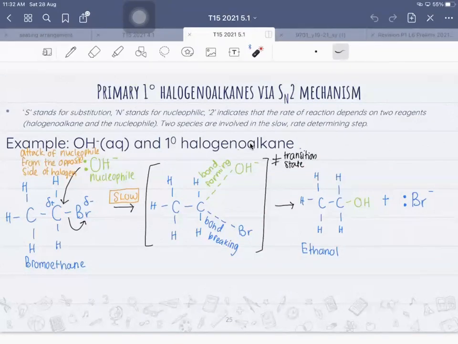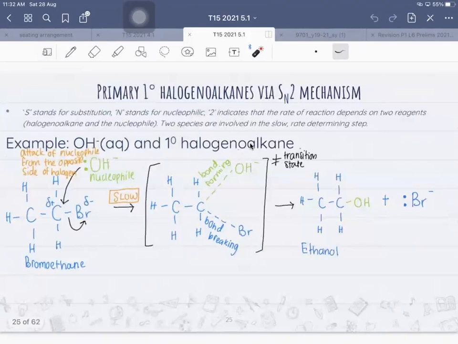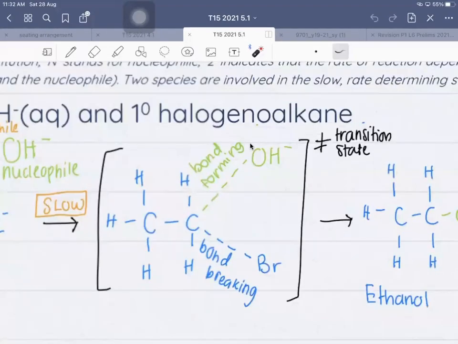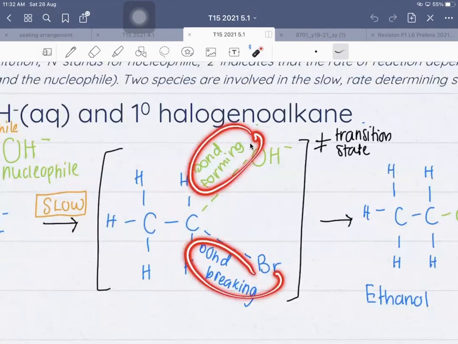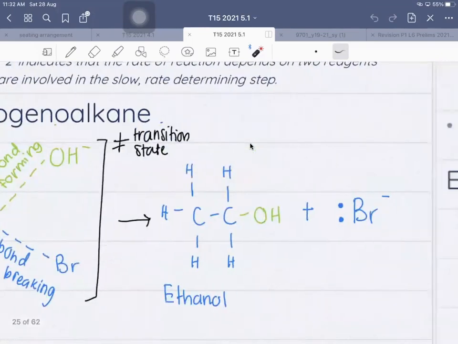Yes, Daniel, do you have any question? Miss, for the transition state, do we need to label bond forming and bond breaking? No need. You can just draw the dotted bond. Okay, thank you. You're welcome. In the exam, if you're asked to draw the mechanism, you do not have to write down the bond forming and the bond breaking. The dotted bond is enough to show that they are in process.